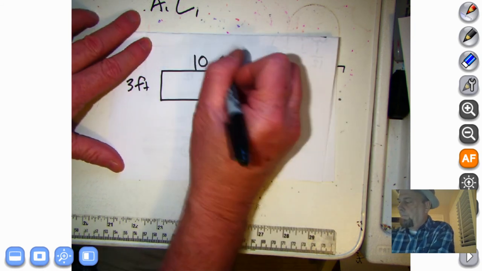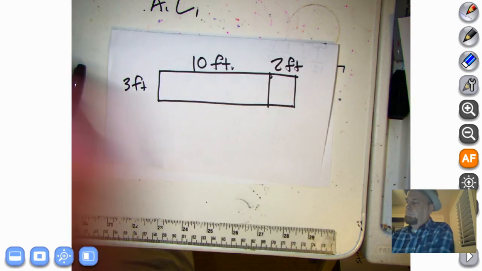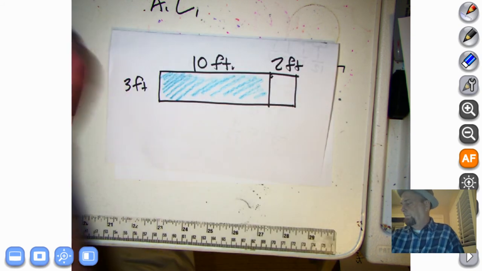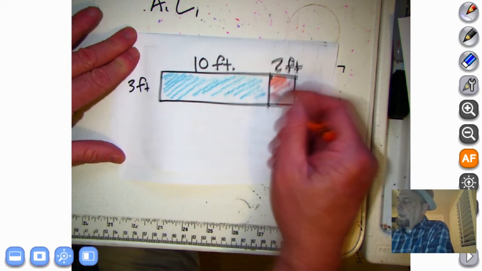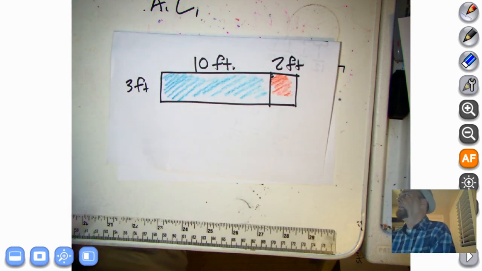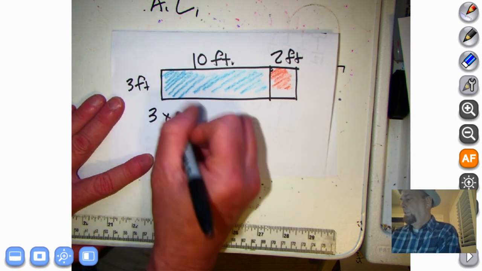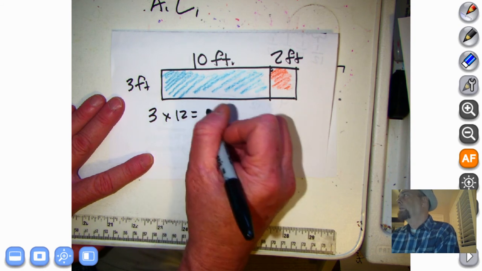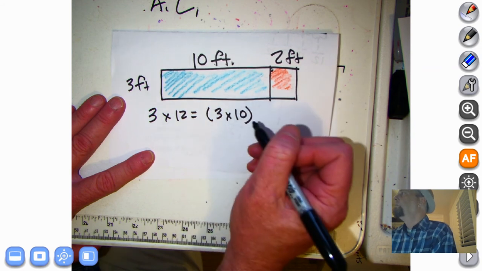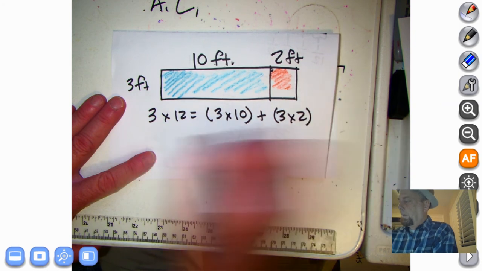Remember we did this yesterday? 10 feet here and 2 feet there. So we have 3 times 10 here, and 3 times 2 here. That's a little easier than multiplying 3 times 12. Believe you me, it took me a long time to learn my 12 multiplication tables. So now it's as simple as this. 3 times 12 equals what? It equals 3 times 10, I know Esteban Lopez could tell us what that is immediately, plus 3 times 2.